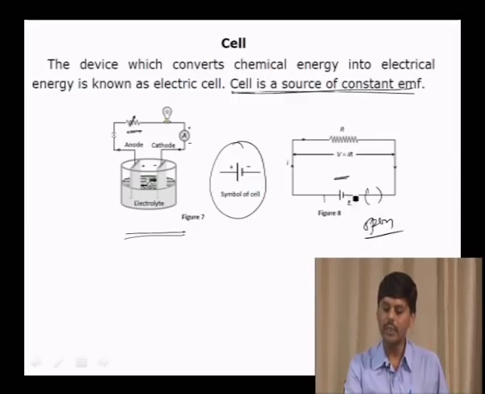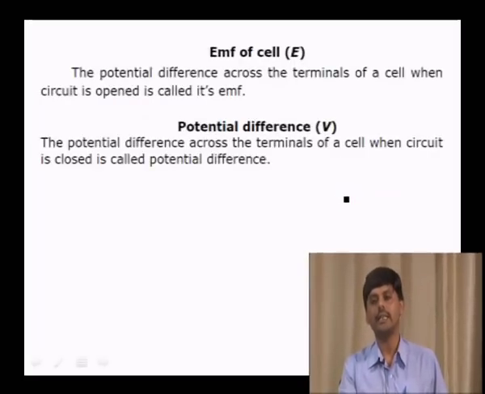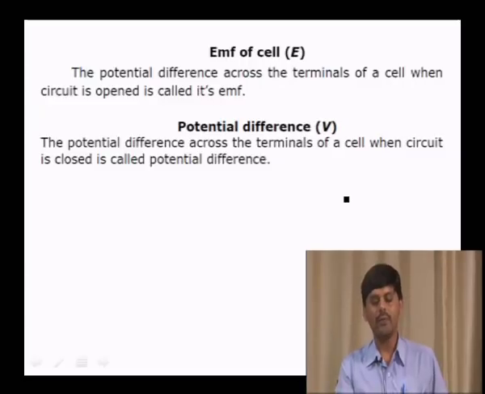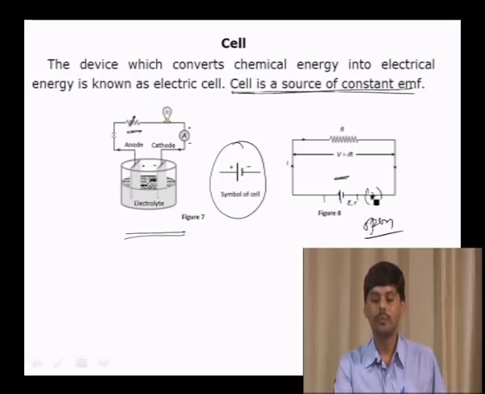If you measure the potential difference across the terminals of the cell, it is the EMF of the cell. EMF of the cell can also be defined as the amount of work done to transfer 1 coulomb of charge from one terminal to the other terminal of the circuit. This is also called EMF. Next, terminal potential difference: the potential difference across the terminals of the cell when the cell is closed. If the circuit is closed and we measure the potential difference across the cell, then we refer to it as the terminal potential difference.